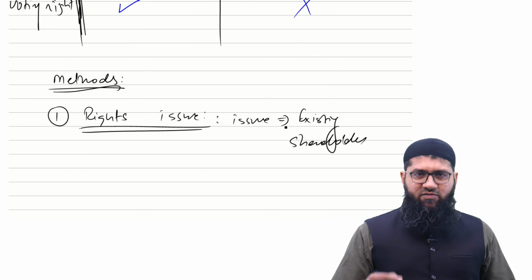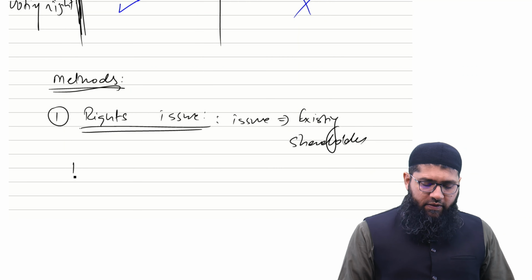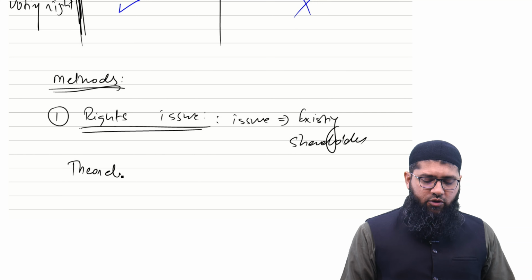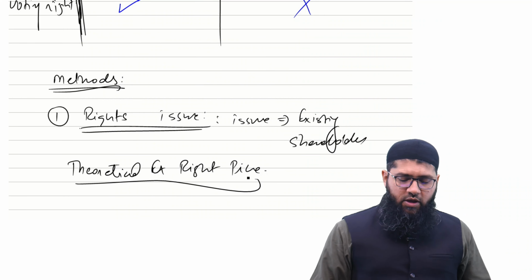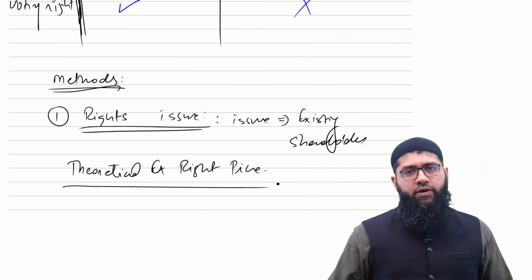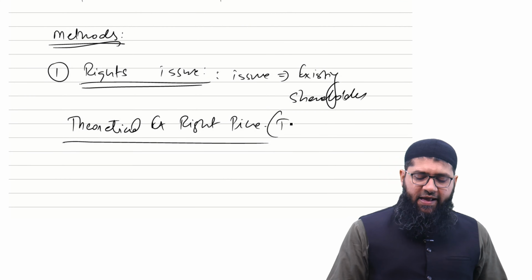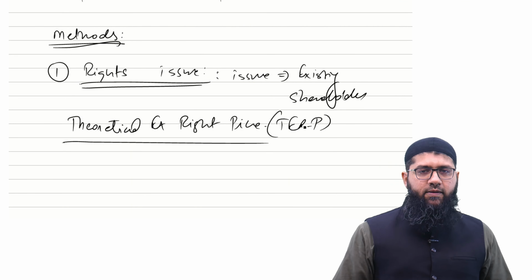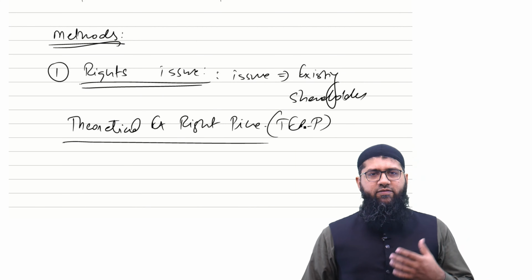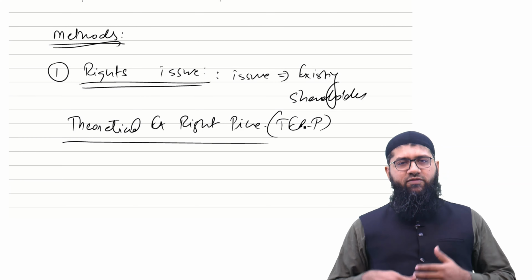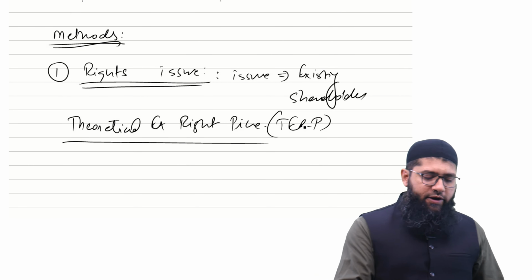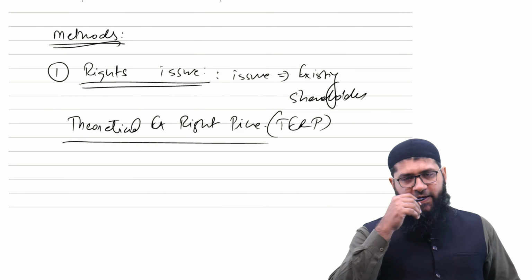Now one important aspect with respect to the rights issue is the computation of the theoretical ex-rights price, because in a lot of scenarios the examiner does ask you to calculate it. So how exactly do we calculate the theoretical ex-rights price? Theoretically speaking, it is what the share price of the company is going to be after the rights issue is made.